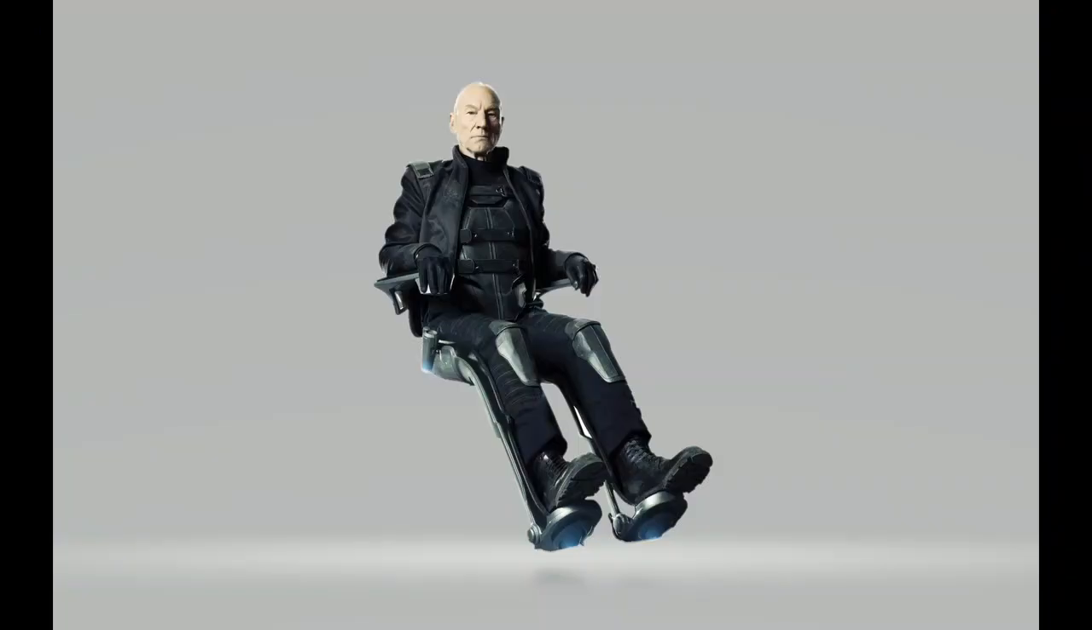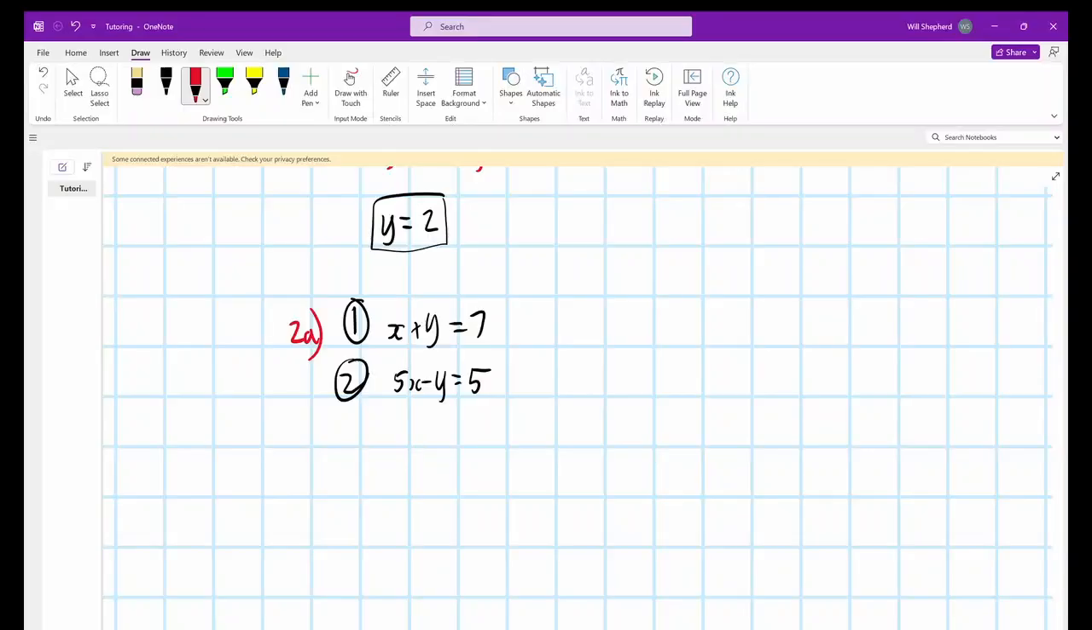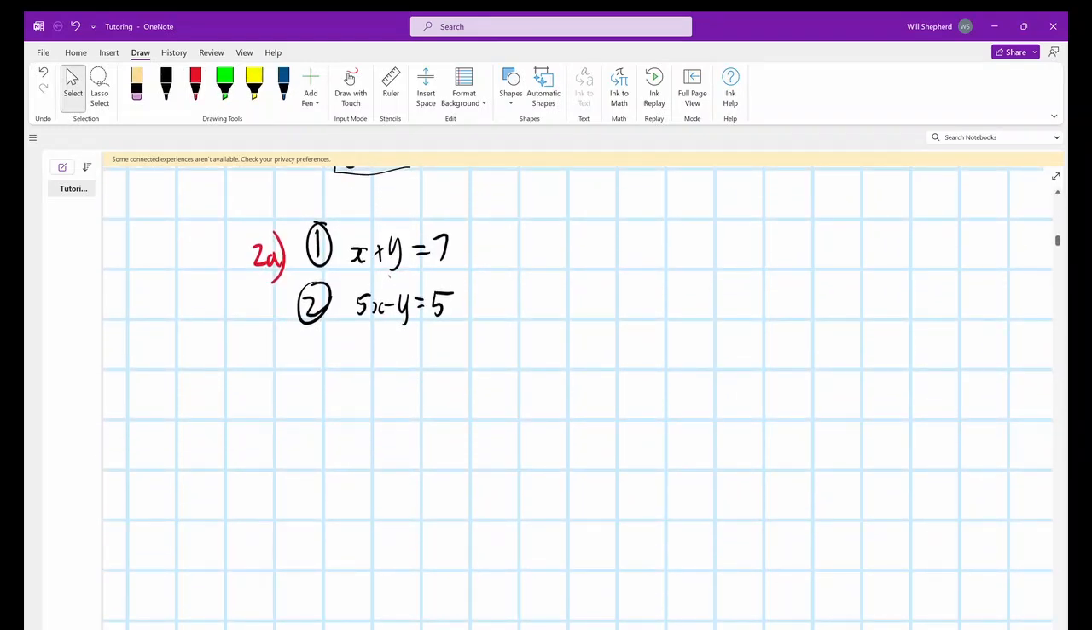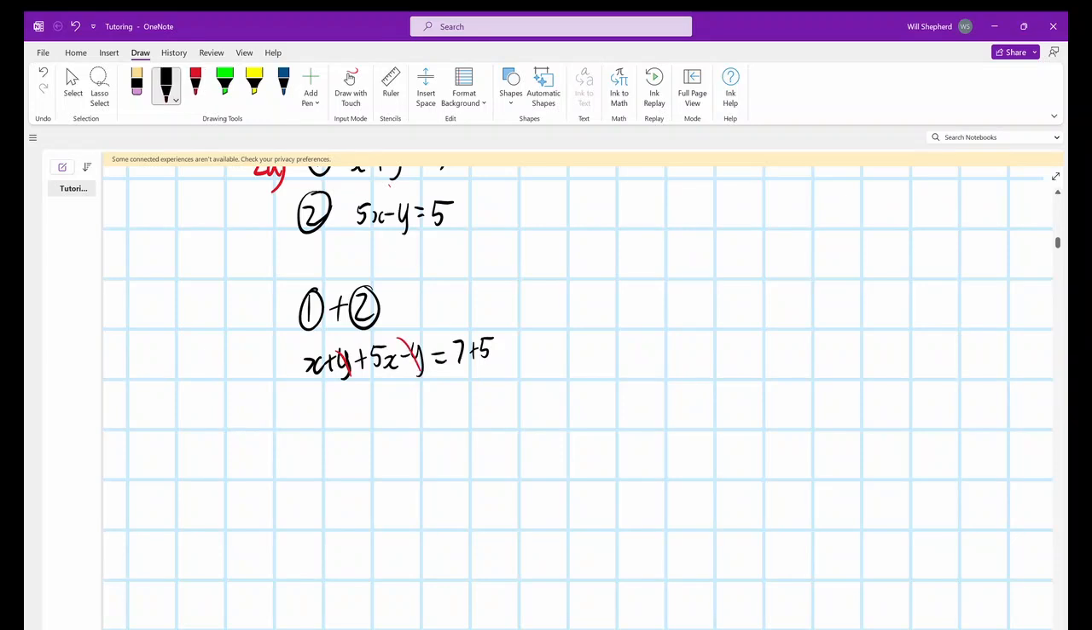Are we X-men or Y-men? And in this case, I think we're going to be Y-men or women because we've got a plus and a minus just like we did in our first question. So what we're simply going to do is 1 plus 2 again. And this would give us x plus y plus 5x minus y equals 7 plus 5. Our y's cancel out, the whole point in doing this. And then we've got x plus 5x, which would be 6x, and 7 plus 5 is 12.